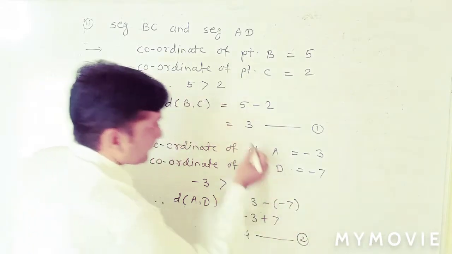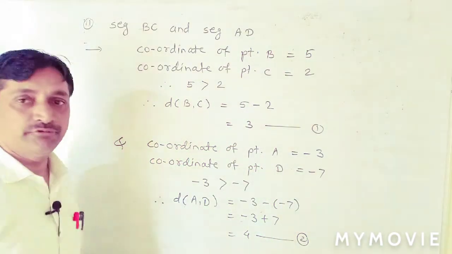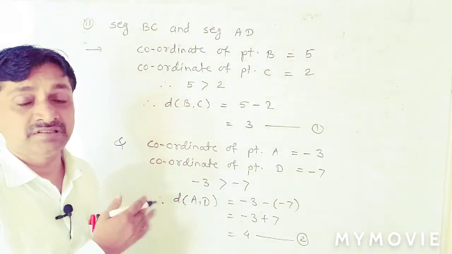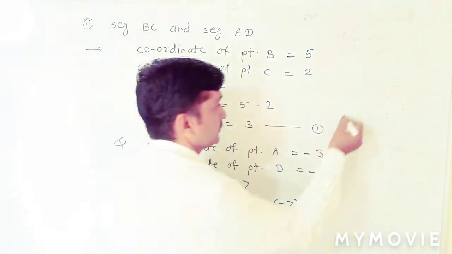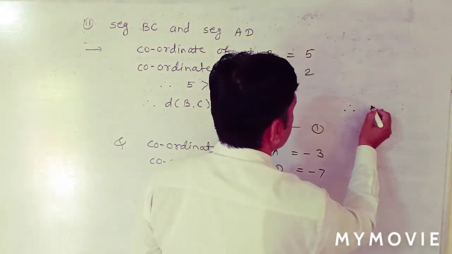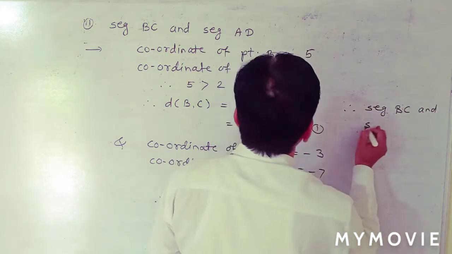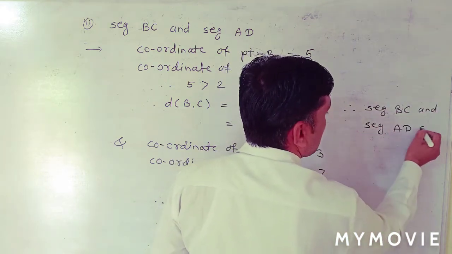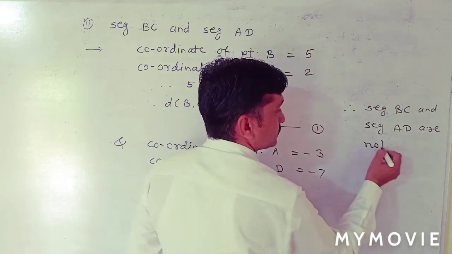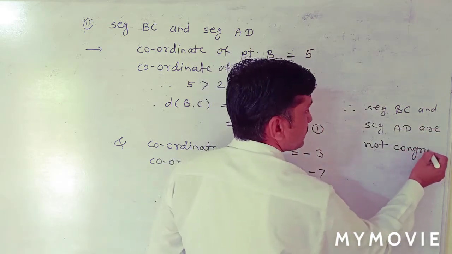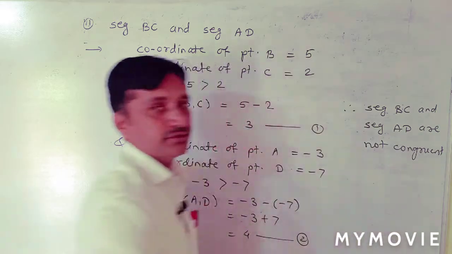Number 2. BC is 3, AD is 4, not equal. That's why these are also not congruent. Therefore here seg BC and seg AD are not congruent. Second pair is also not congruent.